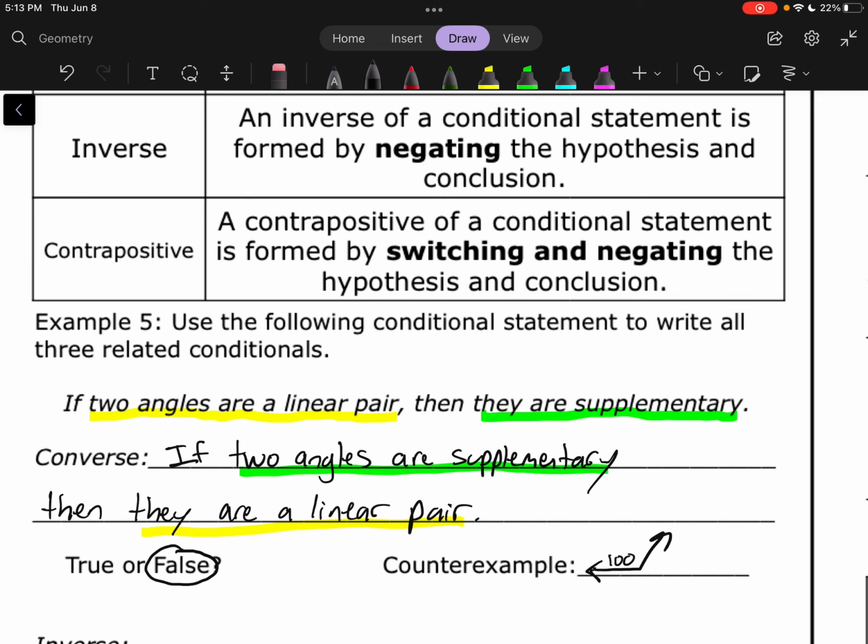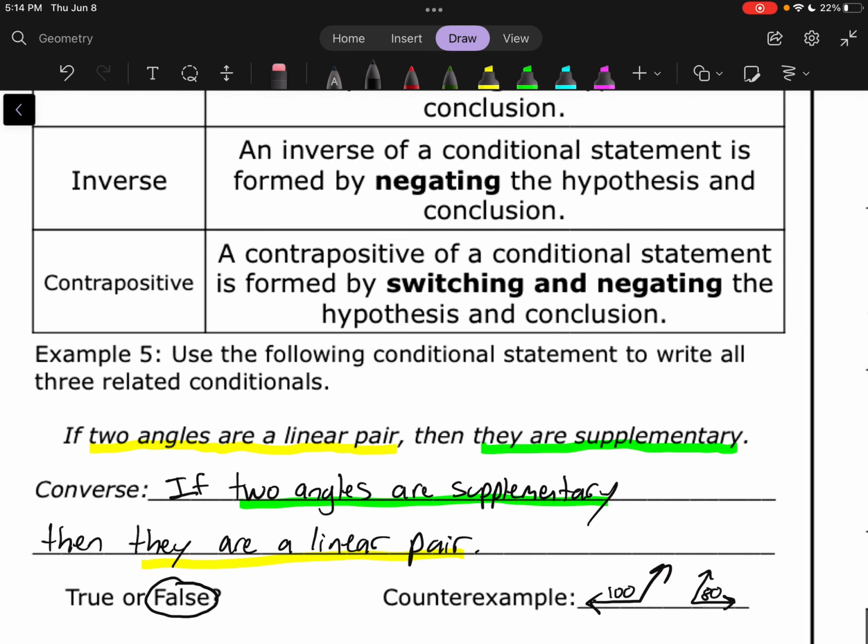Like, imagine this. That angle right there is 100 degrees. This angle over here is 80 degrees. Those 2 angles are supplementary. They add up to 180, but they're not a linear pair because they're not touching anymore, right? They don't form a straight line. So that would be a counterexample. Counterexamples don't always have to be words. You can draw pictures as well to provide a counterexample. Okay, so that's the converse, though. The converse is where we flip them around. Now, next up is the inverse.